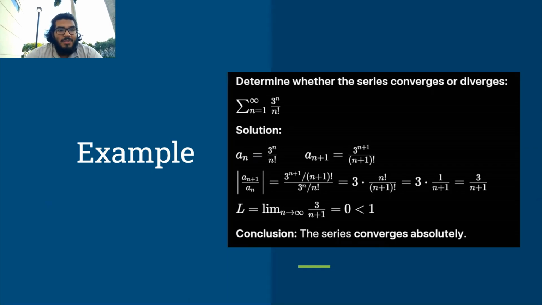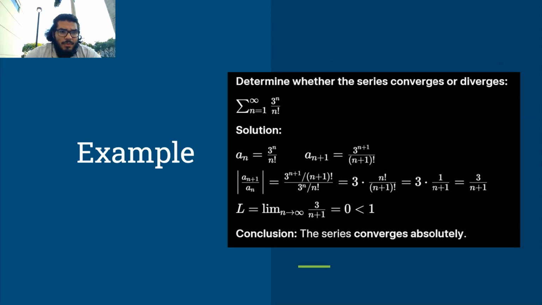Now, because you're dividing a fraction by a fraction, it's the same as multiplying by the reciprocal, and then you start simplifying. 3 to the n plus 1 can be canceled out by 3 to the n, and you'd be left with the constant 3. And then n plus 1 factorial also cancels out with n factorial. So then you would get 3 times 1 over n plus 1, or 3 over n plus 1. And then you take the limit of that.